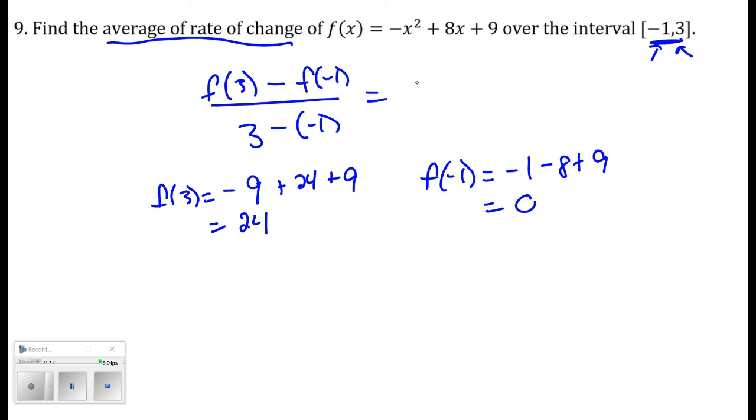So now we just plug it into the formula. 24 minus 0 over 4. So my average rate of change is 6. The slope of the line connecting the 2 points, negative 1 and 3, of that parabola there has a slope of 6. It's the average rate of change. Average rate of change really is just the slope.